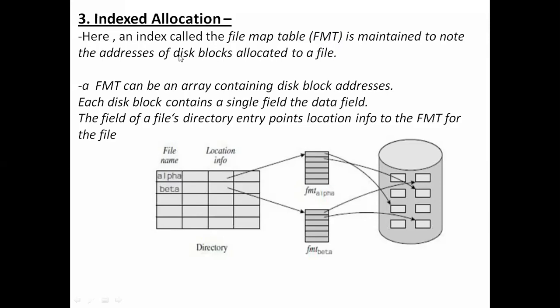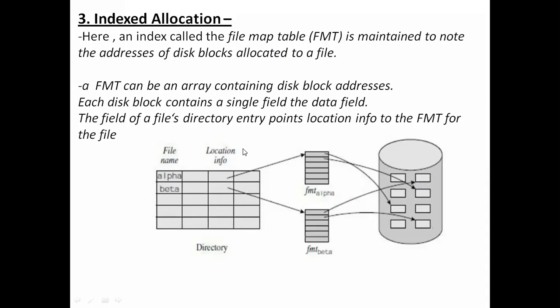So what do we mean by disk block? As you can see here, these rectangular boxes are the disk blocks available on the hard disk. The addresses of these disk blocks will be maintained in a table called the file map table. Remember this. This file map table contains the block addresses of all the disk blocks you are seeing in the diagram, allocated to a particular file.